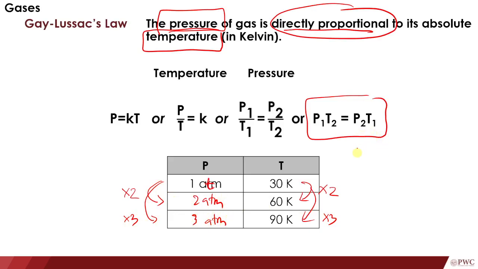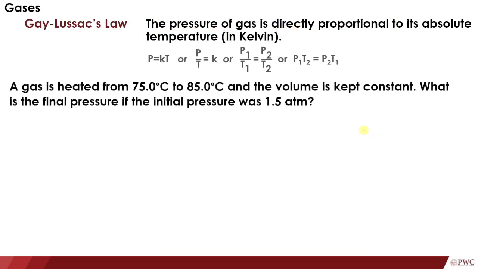Okay. Then we have this formula for Gay-Lussac's law. Let's apply this on this problem. Again, we have P1 times T2 is equal to P2 times T1. Here, a gas is heated from 75 degrees Celsius to 85 degrees Celsius, and the volume is kept constant. What is the final pressure if the initial pressure was 1.5 atm? So this is the initial temperature, this is the final temperature, and this one is the initial pressure.